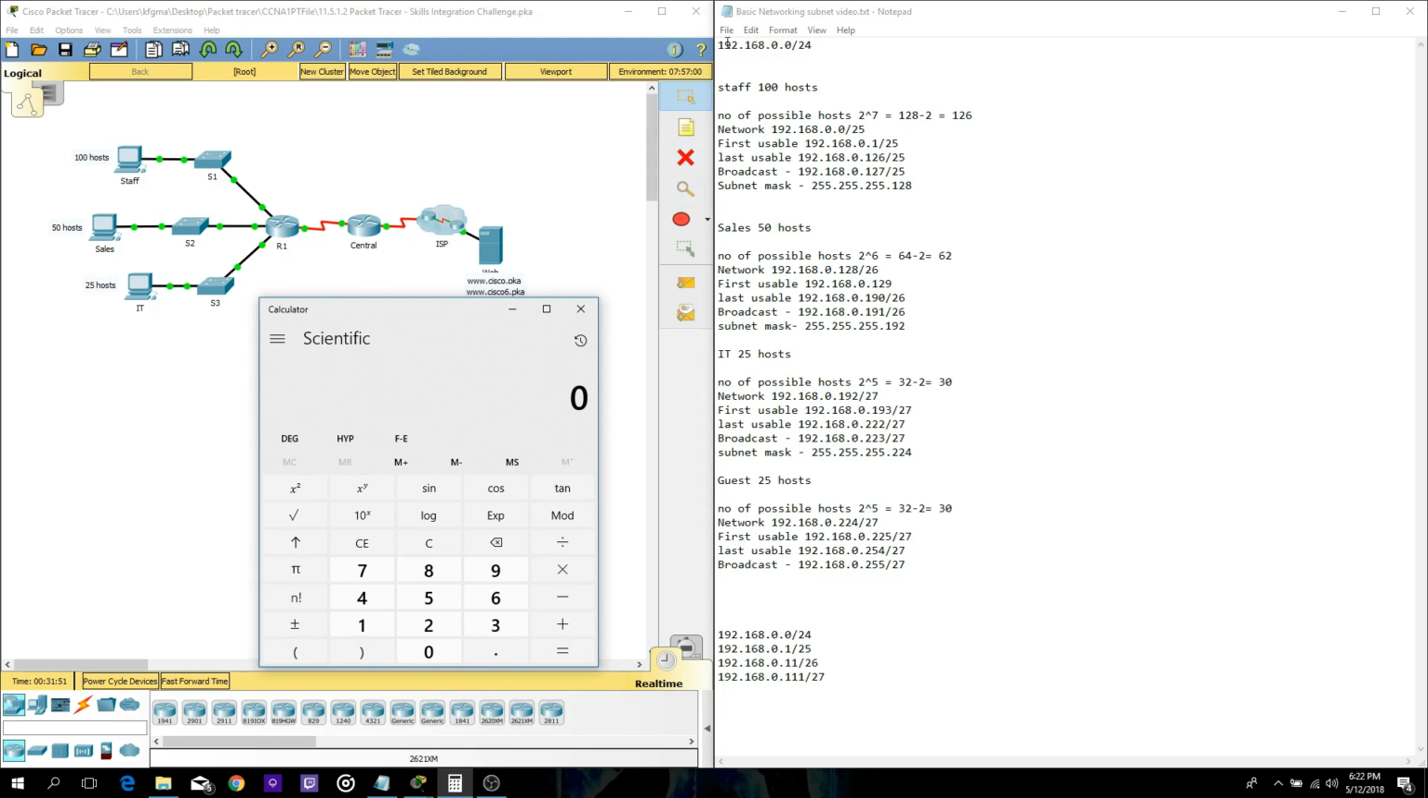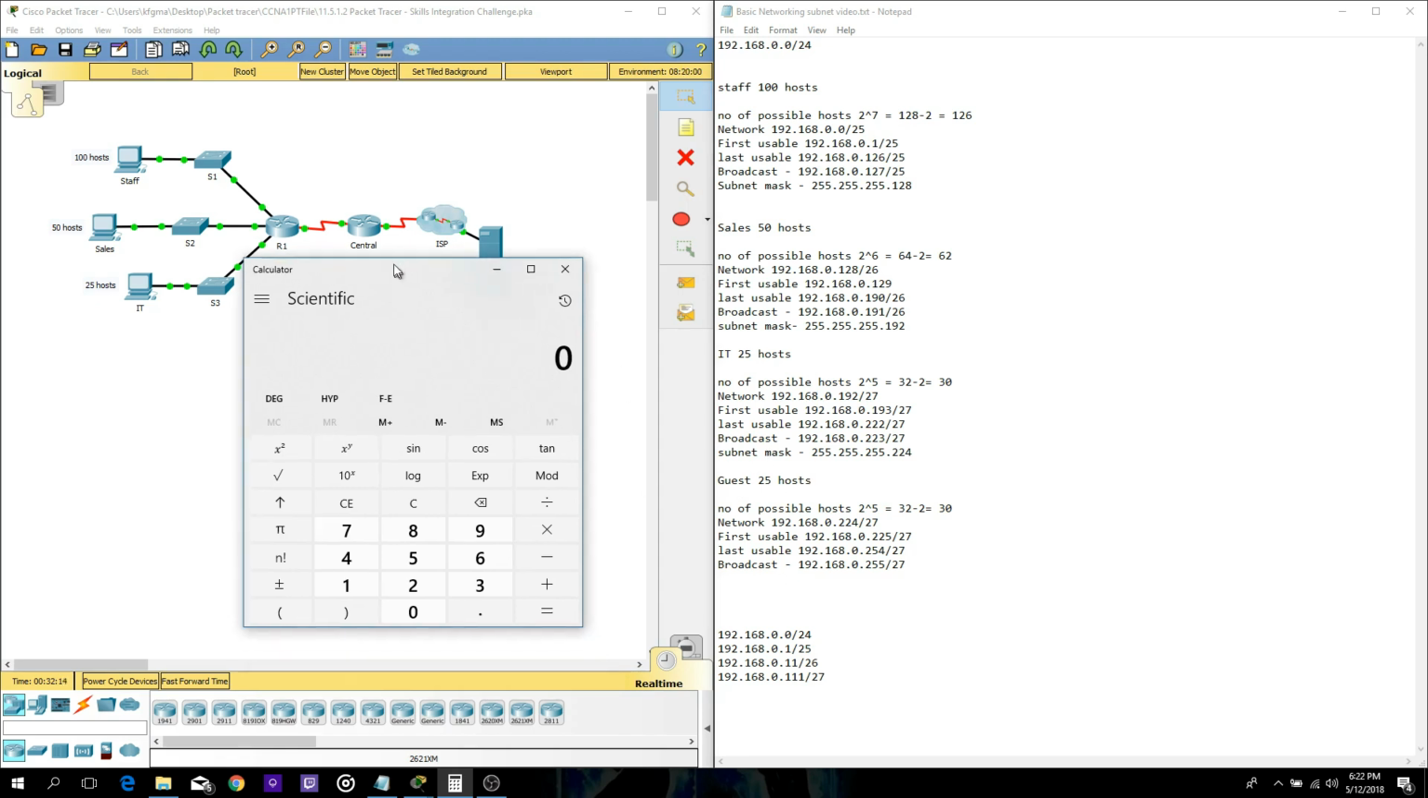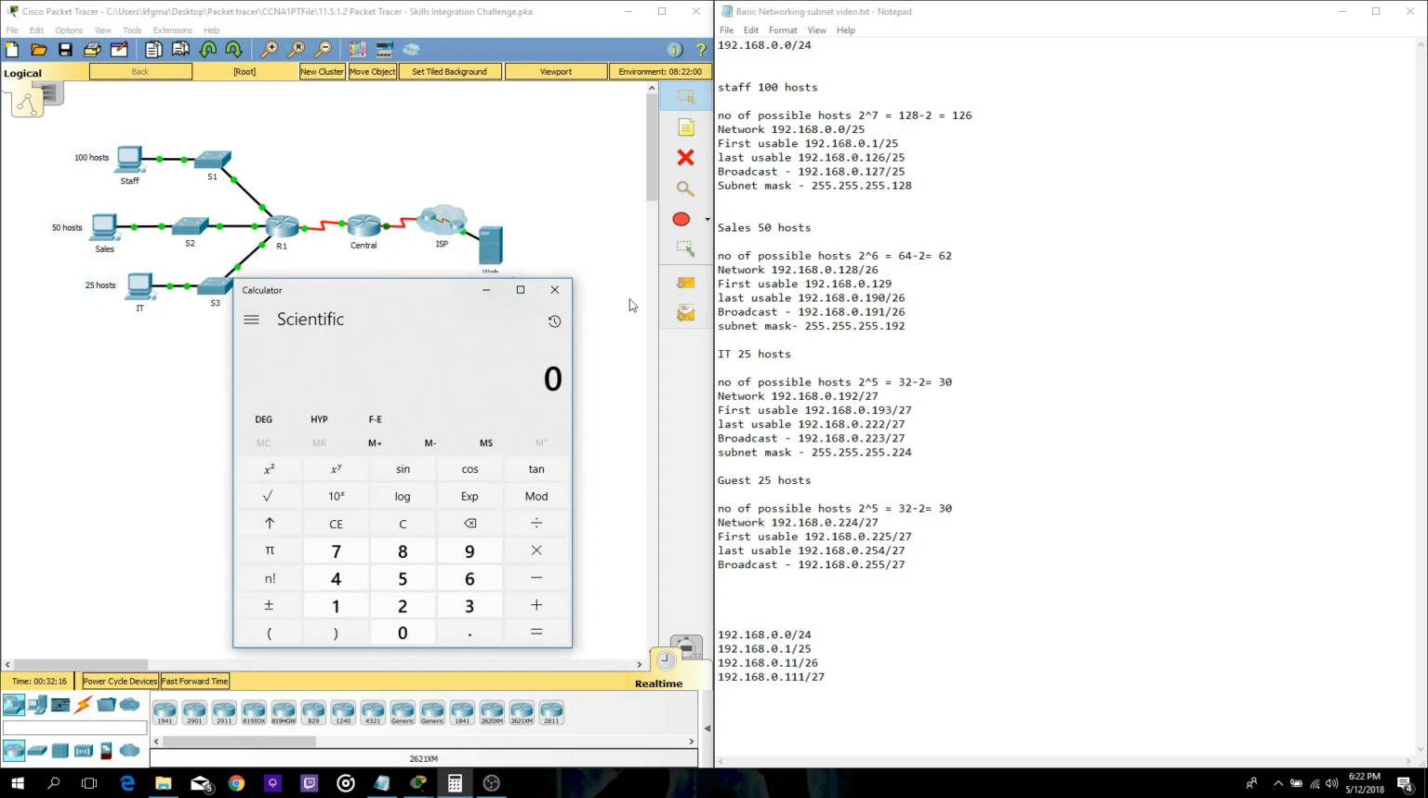Our senior network admin has given us the network 192.168.0.0, and he's given us these tasks: to subnet for 100 hosts for staff, 50 hosts for sales, 25 hosts for IT, and for later, 25 hosts for guests. Okay, so let's get started.